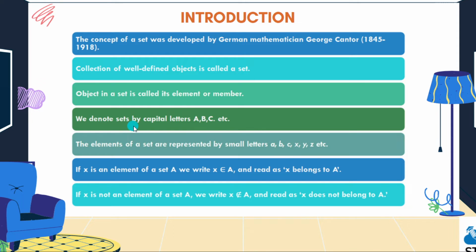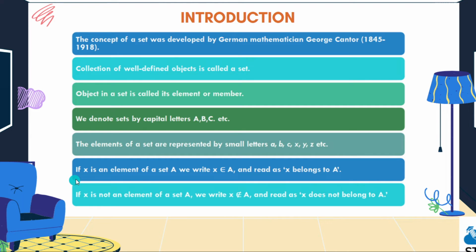We denote sets by capital letters. Here we will use capital letters like A, B, C, etc. The elements of a set are represented by small letters. So whatever is contained in the set, the elements, we have to write in small letters like a, b, c, x, y, z, etc.